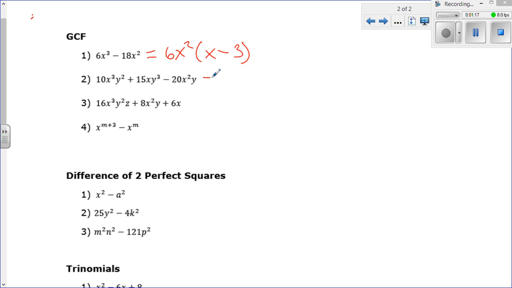So in number 2, my GCF is 5, the largest number that goes into 5, 15, and 20. And I have an x, and I have a y. So I'm left with 2x squared y plus 3. The x's cancel out, so it's y squared minus 4x, and the y's cancel out.